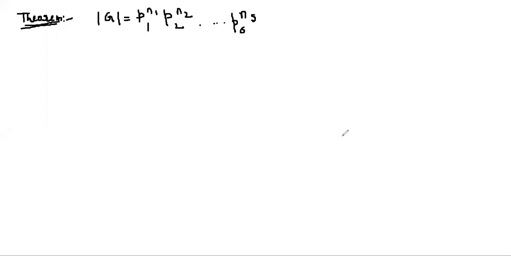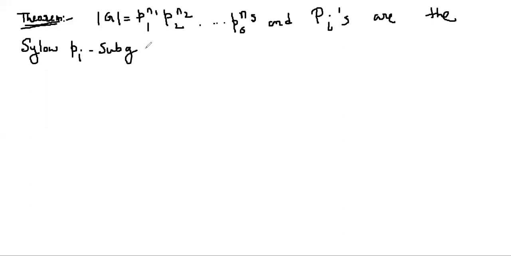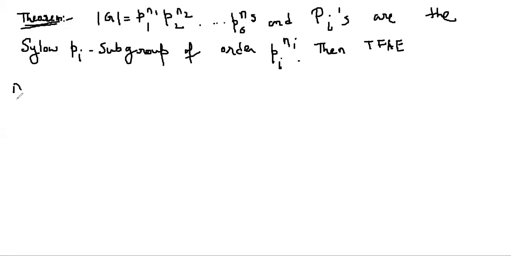So if G is a group of this order, and the Pi are the Sylow Pi subgroups of order Pi power ni, then the following are equivalent. What were the conditions?